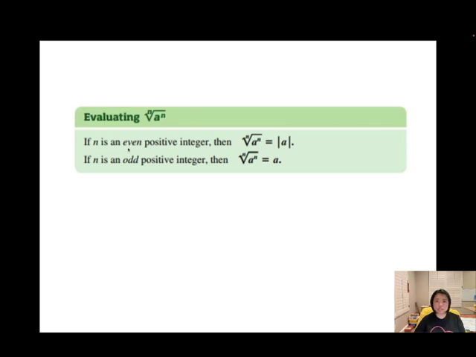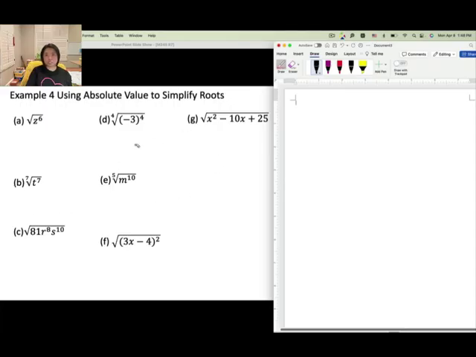Another formula, if n is an even positive integer, then the nth root of a to the power of n, you could cancel out the n here. But because n is an even number, we have to make sure the variable a is positive, and that's why we put the absolute value here. If n is an odd positive integer, we don't really care whether a is a positive or negative number, so you could cancel out and leave just the a. So just make sure if n is an even number, you put the absolute value of the variable. Okay, let's try to do it together.